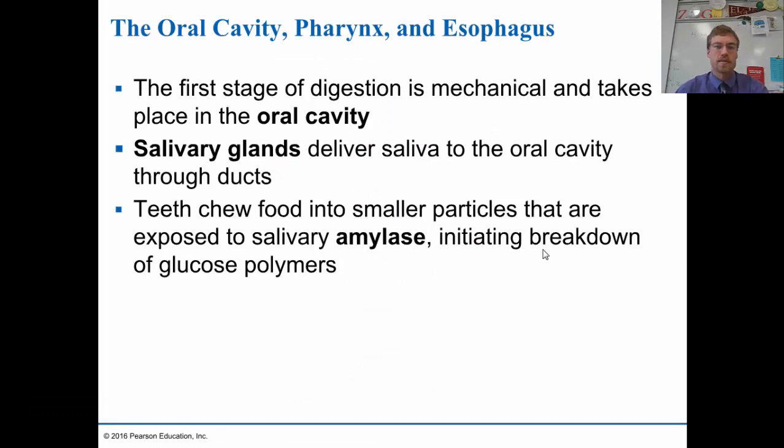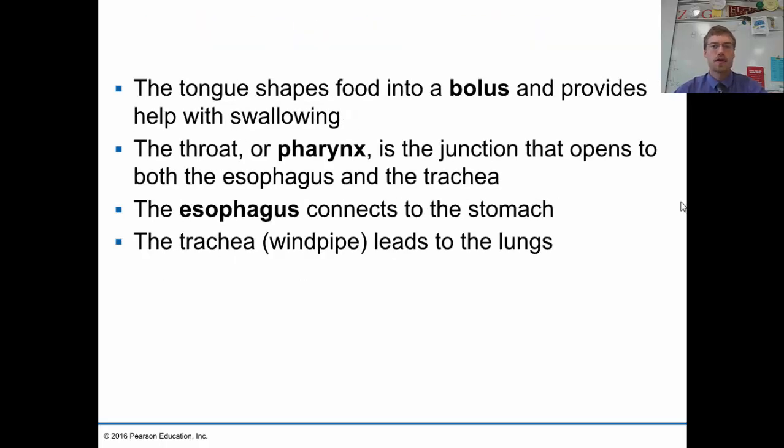The first stage of digestion is mechanical and is going to take place in your mouth, right? You're going to chew things. There's also a beginning of chemical digestion. The salivary glands are going to deliver saliva into your mouth, right? And saliva contains amylase, which initiates the breakdown of glucose polymers, so things like starch. And that process is going to start the process, which is why if you chew more, you actually unlock more of the nutrients in your food, because not only are you mechanically digesting it further, you are also chemically digesting it more.